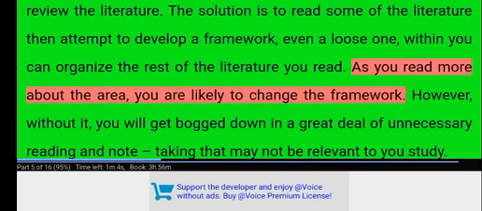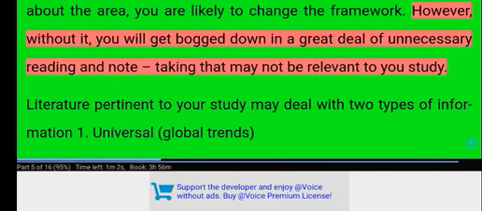As you read more about the area, you are likely to change the framework. However, without it, you will get bogged down in a great deal of unnecessary reading and note-taking that may not be relevant to your study.